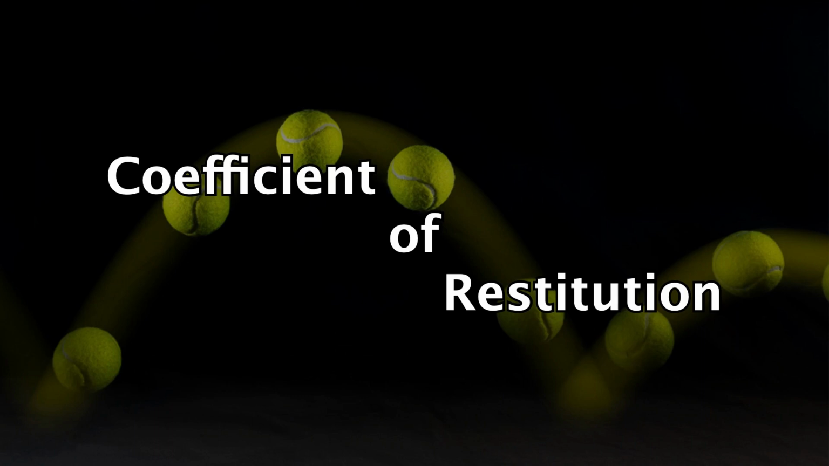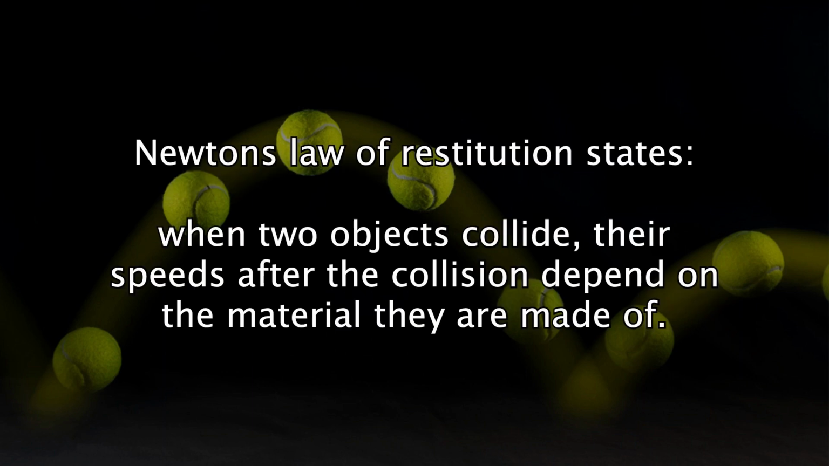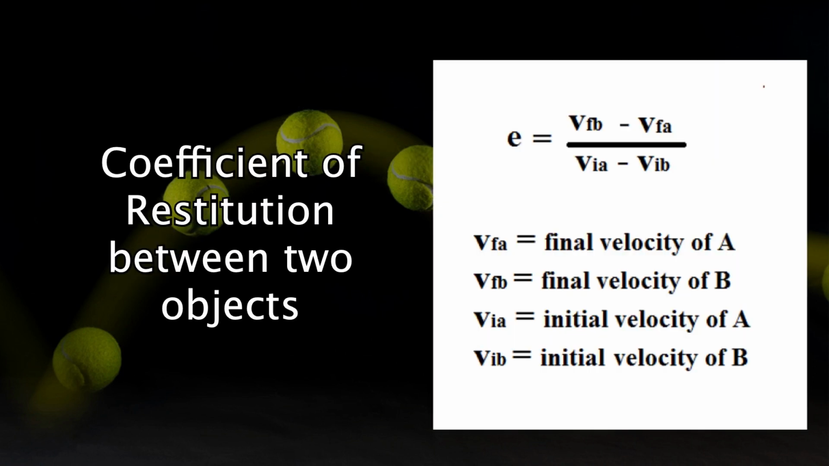Coefficient of restitution: a lot of people like to say that it is the bounciness of an item, but rather, Newton's law of restitution states when two objects collide, their speeds after the collision depend on the material that they are made of. Now, Newton's law of restitution shows us how to find the coefficient of restitution. So, the coefficient of restitution is E, and it's equal to the final velocity of object B minus the final velocity of object A over the initial velocity of object A minus the initial velocity of object B.